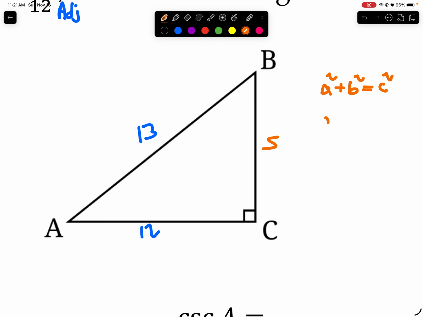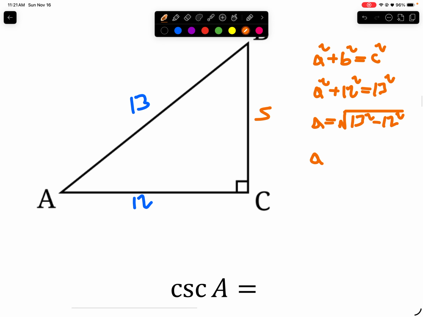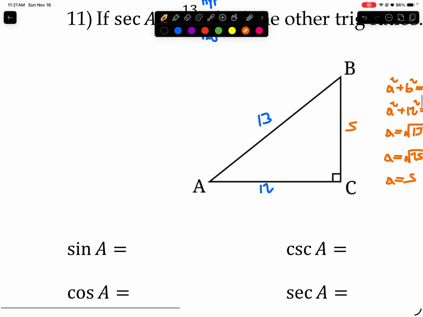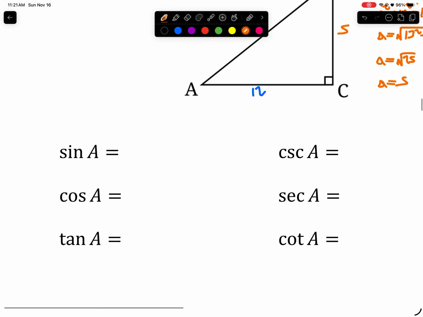So that would be a squared plus 12 squared equals 13 squared. So that's going to be the square root of 13 squared minus 12 squared, which is going to give you the square root of 25, which is going to give you 5. So there's the Pythagorean theorem if you need it. So now I'm ready to do my trig ratios.